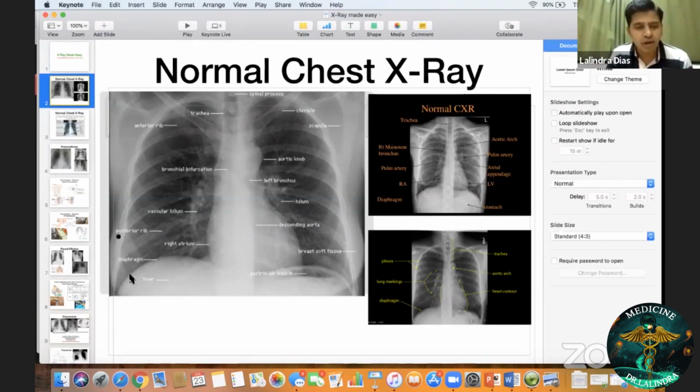Now, if it is blocked and if there's any white color, that is called obliteration of the costophrenic angle. If this is filled in white color, that is called obliteration of costophrenic angle. And this obliteration of the costophrenic angle happens when you get a pleural effusion.